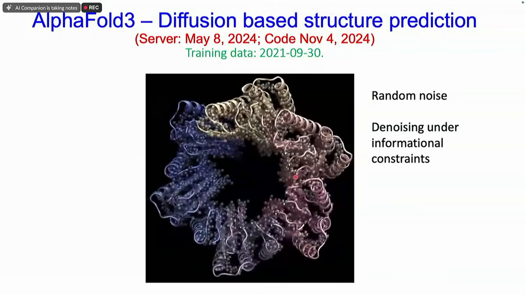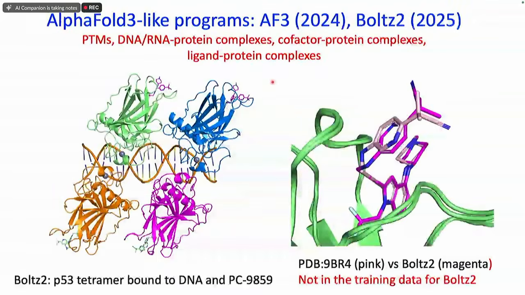AlphaFold 3, unlike AlphaFold 2, can do models of proteins with DNA, with ions, with ligands like ATP. On the left is a predicted structure of p53, 4 copies of p53 bound to DNA. This is a transcription factor, p53. On the right-hand side is a small ligand bound to p53. The crystal structure is in pink, so that's this pink small organic molecule here. The predicted structure with a program called Boltz-2, which is very closely related to AlphaFold 3.